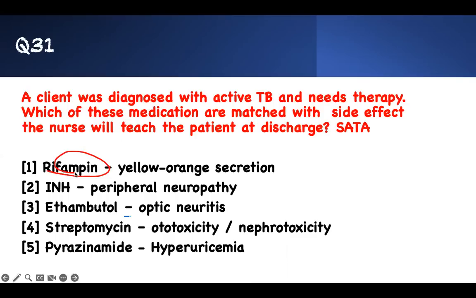If you take rifampin, yellow secretion, that's okay. Isoniazid, you have peripheral neuropathy, excellent. Ethambutol, you have optic neuritis. Streptomycin, you have ototoxicity and nephrotoxicity. Pyrazinamide, you have hyperuricemia. That's another medication for TB. So this is the content for that particular area, TB medications and their major side effects. I hope you got that in case they ask you somewhere.